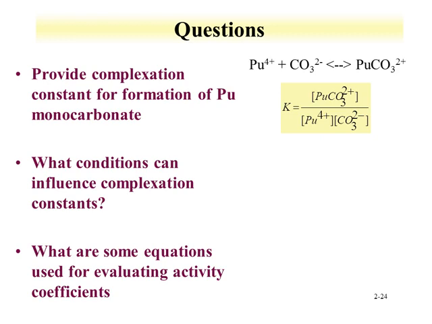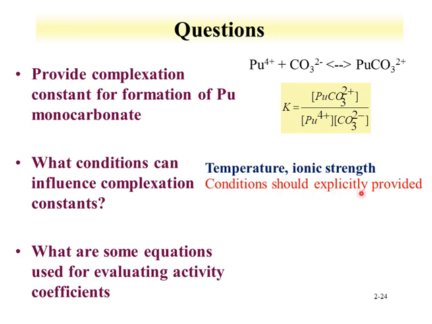In fact, you would need to discuss what conditions can influence complexation, for instance, temperature and ionic strength, and often these conditions should be explicitly provided. So, for instance, you may perform the study here of plutonium carbonate in 1 molar ionic strength. So you would say that the complexation constant that you've measured is at 1 molar ionic strength. Then you can even report the temperature as 25 degrees or room temperature.